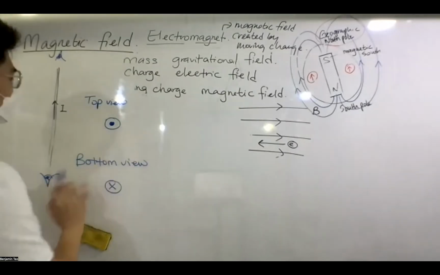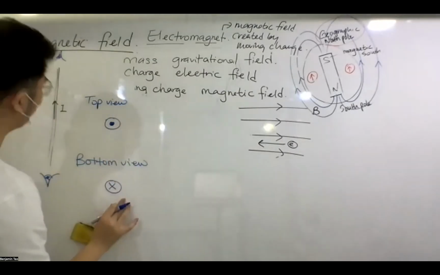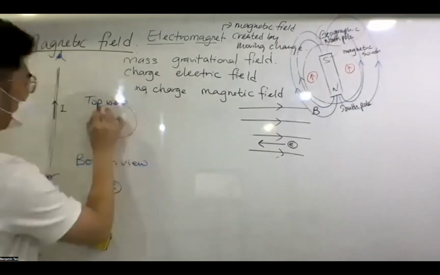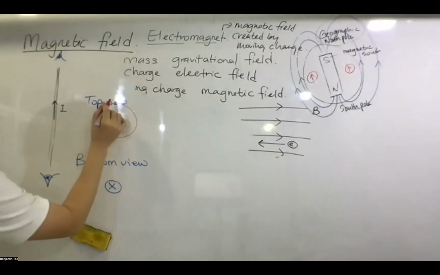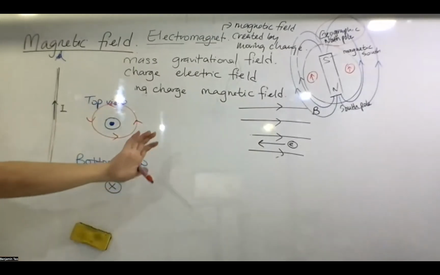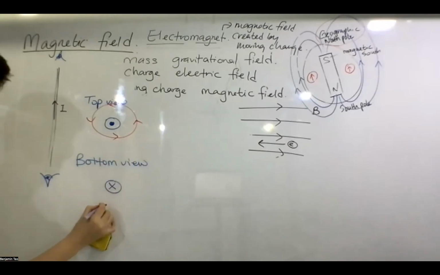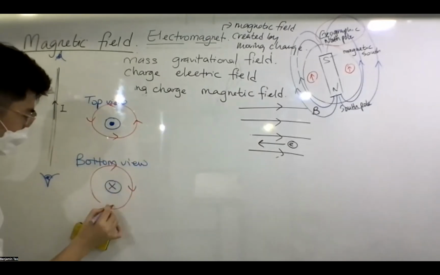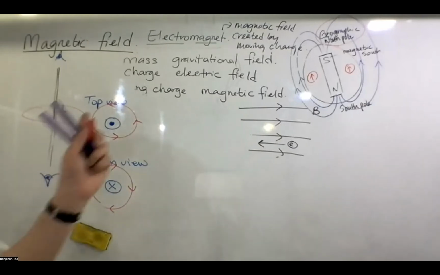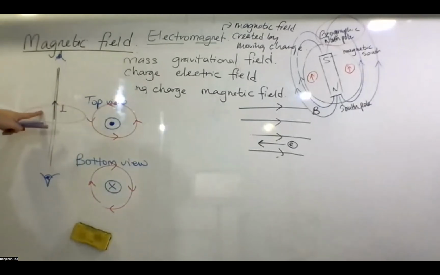So this one is out of the page, into the page. The lines go like this, going up, and close. This is the magnetic field. This one going in and then like this. This is the magnetic field. It is 3D.